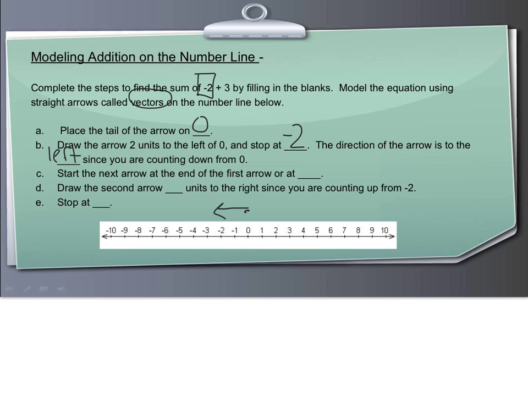Now I'm going to start my next arrow at the end of the first arrow or at -2. So I'm going to start at this -2 mark. I'm going to draw the second arrow 3 units to the right since I'm counting up from -2. So I'm going to count up 1, 2, 3 and end the arrow at 1.